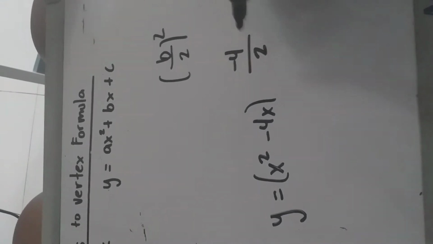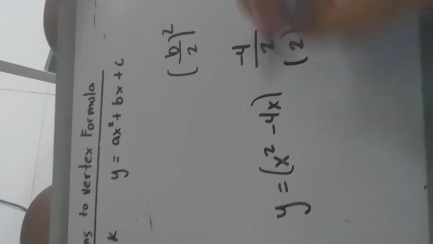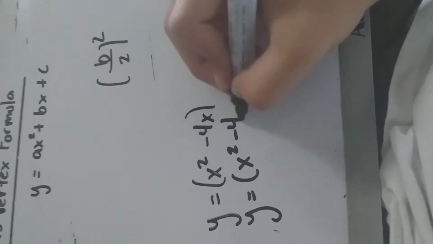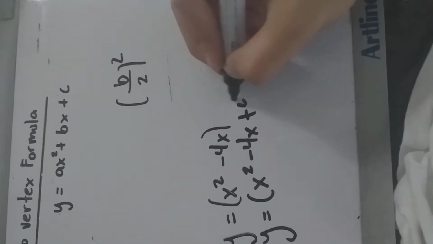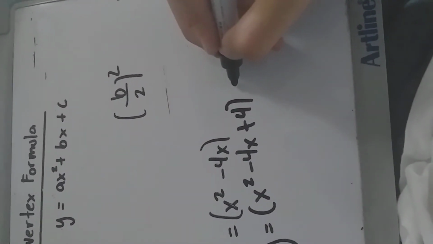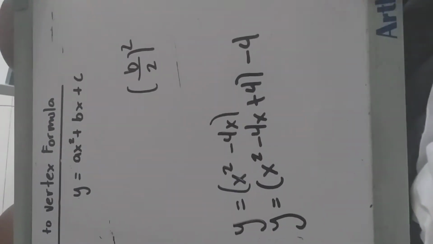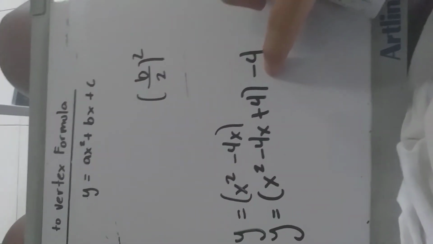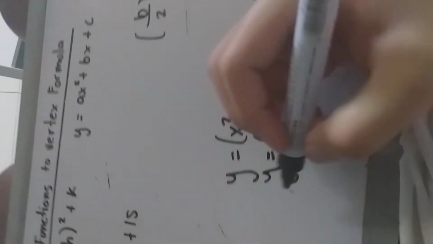Divided by 2 will become 2, positive 2. Then square it, it will become 4. So then we write it again. X squared minus 4x. And again the rule, add the new constant to the parentheses, you get plus 4. Then subtract it outside the parentheses, you get -4. But Zian, there's no number outside the parentheses. It's still the same. Even if there's no number outside the parentheses, you still subtract it outside. So if you add it here, you subtract it on the other side.